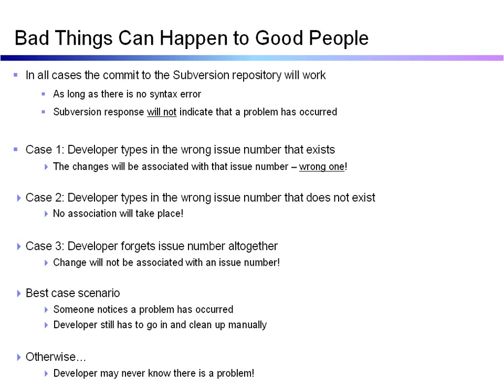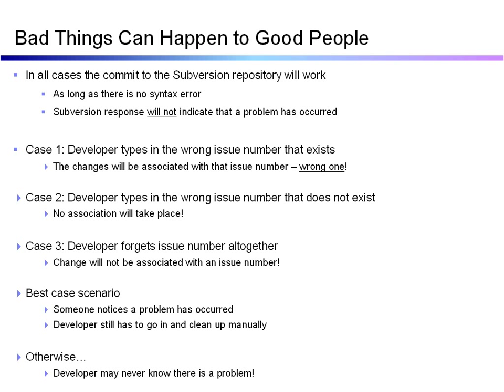So what's happening here is bad things can happen to good people. In all cases, the commit to the Subversion repository will work as long as there's not a syntax error. And the Subversion response from that command will not indicate that a problem has occurred. So let's take a look at a couple of cases here. Case number 1. The developer types in the wrong issue number that exists. So they typed in a number that is in the database, but it's not the one that they meant to type in. The changes will be associated with that issue number, the wrong one.